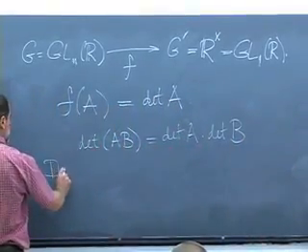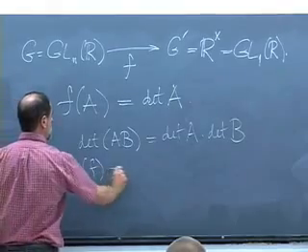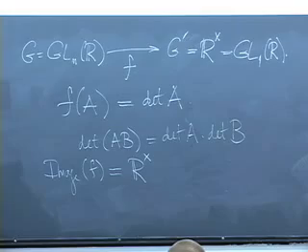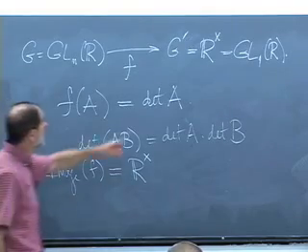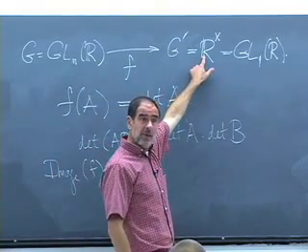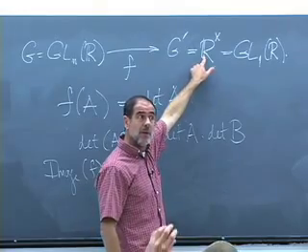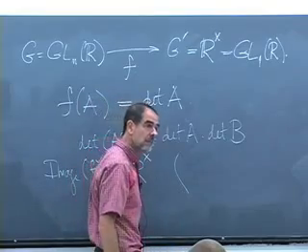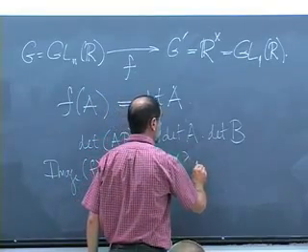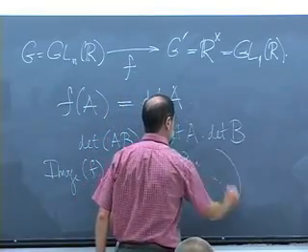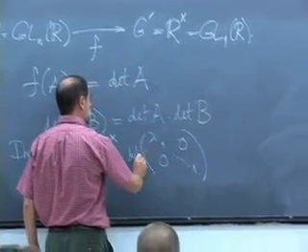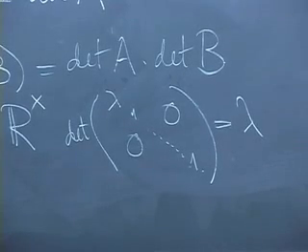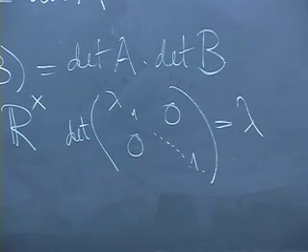This map has image all of R star, because you can write down a matrix with any determinant. So you have to prove that. Okay, if I want to hit some real number, can someone give me a matrix which has that determinant? Yeah. You want to try? You could take the identity with the first upper left. Exactly. If I want to make an element with determinant lambda, I take this matrix, and the determinant of this matrix is the product of the diagonal entries, which is lambda. Okay? Good. So that's the proof of the image.